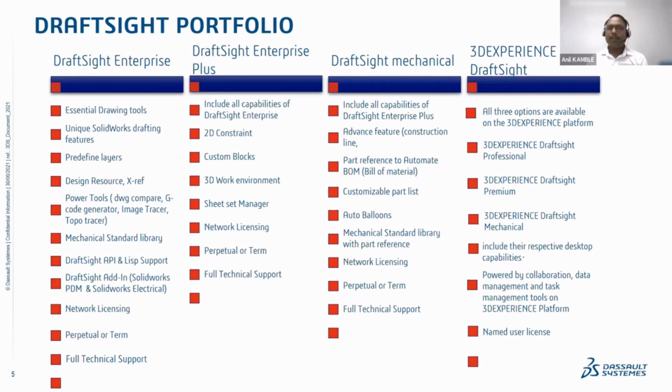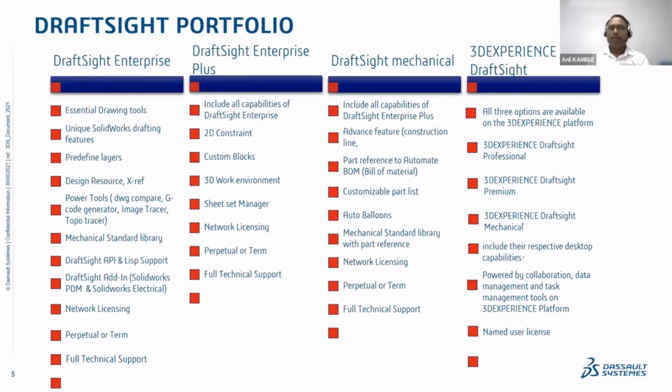Now DraftSight Mechanical is a new member in our family. If you would like to compare this product, you can compare it to AutoCAD Mechanical. It includes all the capabilities of DraftSight Enterprise Plus with a few advanced features, like you can create construction lines and rectangles with dimensions and stuff like that. You can create part references, customize the part references, and add properties to the part references, which we generally call attributes. And then you can generate the bill of materials.